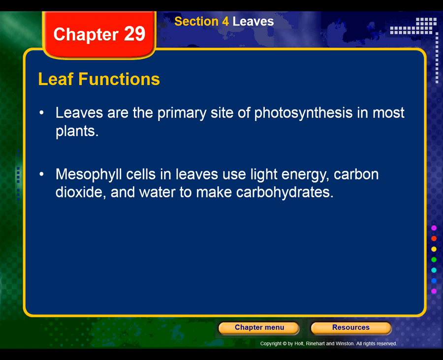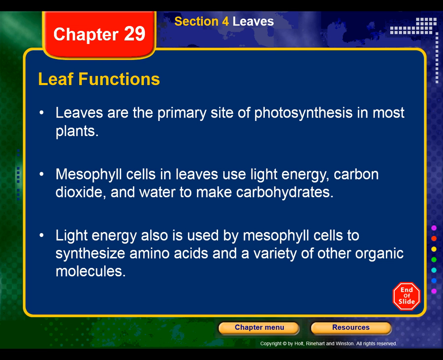And eventually, of course, that will go into the phloem, and then the xylem pumps in the water, and it goes down to the stem, and so on and so forth. Okay, but those reactions happen in the mesophyll cells, specifically in the palisade mesophyll. Now, the light energy is also used by the mesophyll cells to synthesize some amino acids, a variety of other organic molecules that the plant would need, and some enzymes. But the main purpose of that light energy, of course, is photosynthesis.